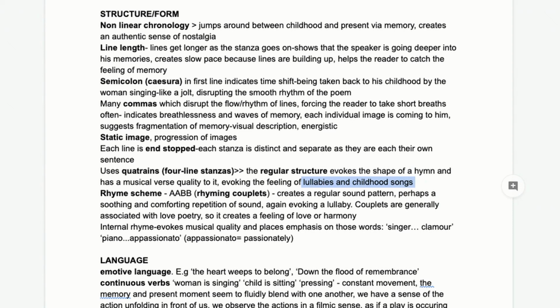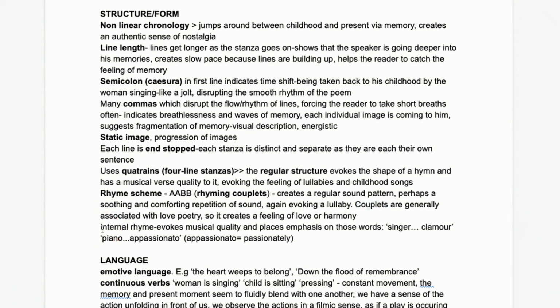Then we have a rhyme scheme. So we've got rhyming couplets, each 4-line stanza. So each quatrain is split into A, A, B, B. And again, this is your regular sound pattern, a little bit soothing and comforting, like a lullaby. Couplets are love poetry usually. So maybe he's expressing his love for his mother or for his family that he misses, and the poem itself is dealing with the theme of love and connection, that type of thing.